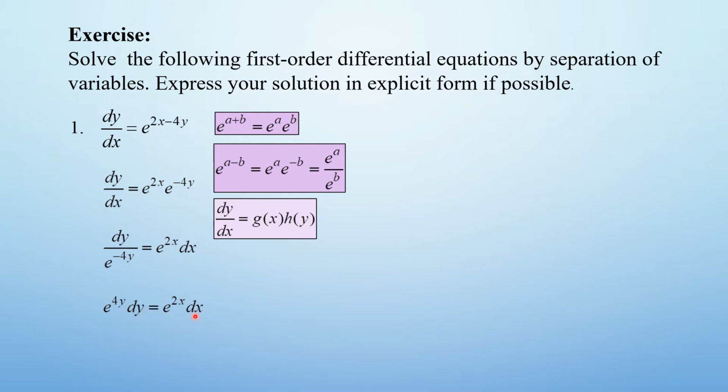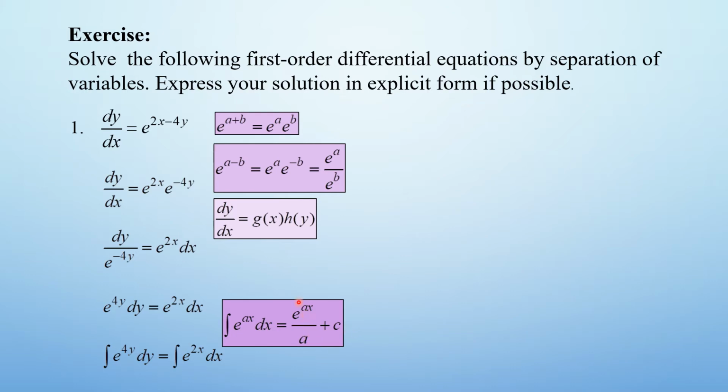Next step is to integrate the left side of the equation with respect to y and the right side of the equation with respect to x. So we have to integrate e to the 4y with respect to y and integrate e to the power of 2x with respect to x. Using the formula, the integration of e to the power of ax dx is equal to e to the power of ax divided by a plus c.